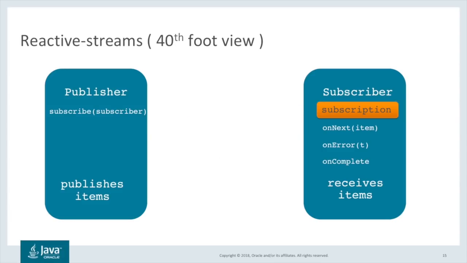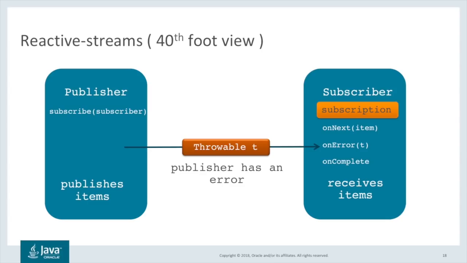If the publisher has no more items to publish, then it calls the subscriber's onComplete method. This informs the subscriber that the publisher, regardless of demand for more items, will publish no more items to this subscriber. If the publisher encounters an error, say reading from a file or network, then it informs the subscriber of this by calling the subscriber's onError method with a suitable throwable indicating the problem.